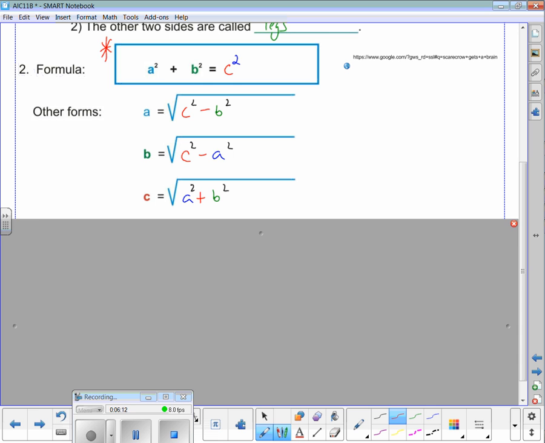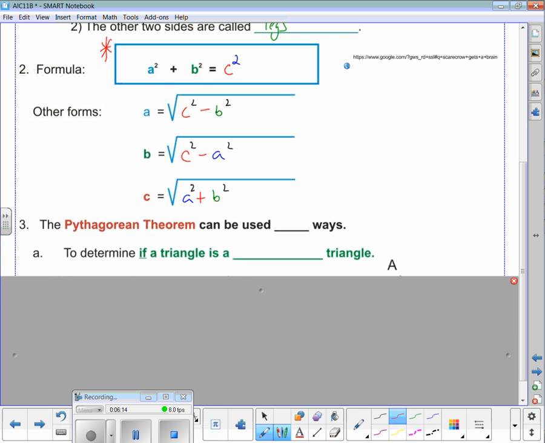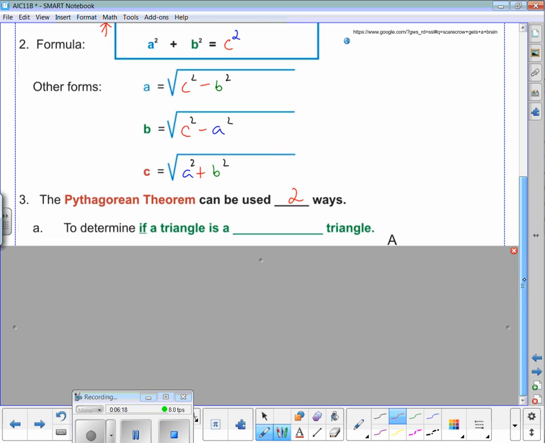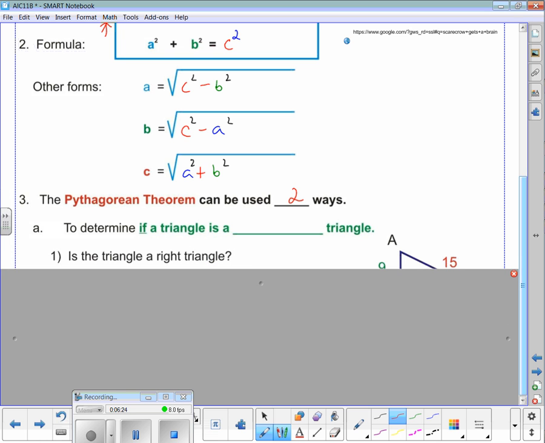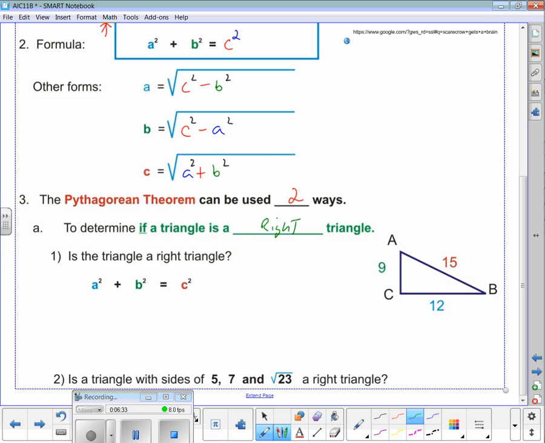Okay? All right, next thought here. The Pythagorean theorem can be used two ways. The first way is to determine if a triangle is indeed a right triangle. Is a triangle a right triangle? There's no right angle symbol.